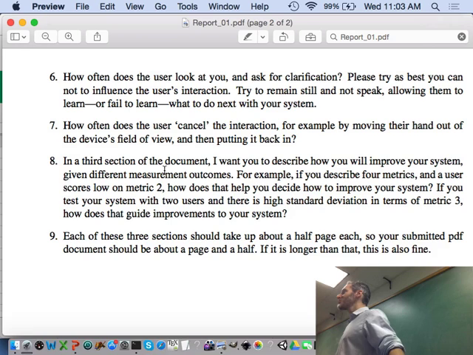How many times do they look at you? How many times do they look at you and ask for verbal clarification? How many times do they look at their own hand? How many times do they shake their hand? All of that kind of data. How often does it happen, and where in your code, which state was the program in when that happened?